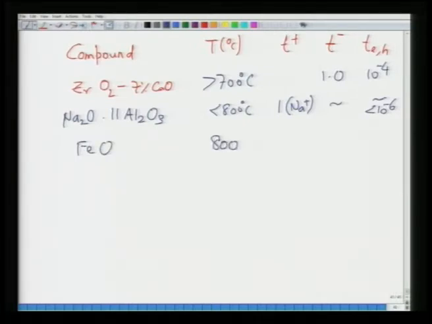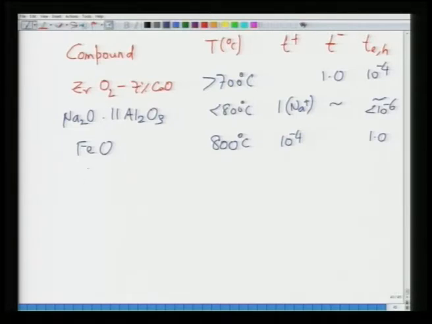Similarly, if you look at the case of iron oxide at approximately 800 degrees centigrade, iron oxide happens to be a good electronic conductor. So, as a result, you have almost excellent electronic conductivity and very poor ionic conductivity. So, here you have iron vacancies, and those iron vacancies mean you have movement of iron atoms. So, that is why you have t plus.